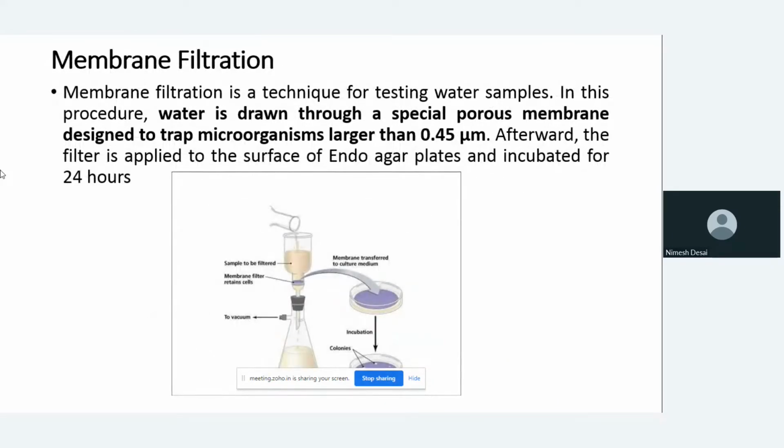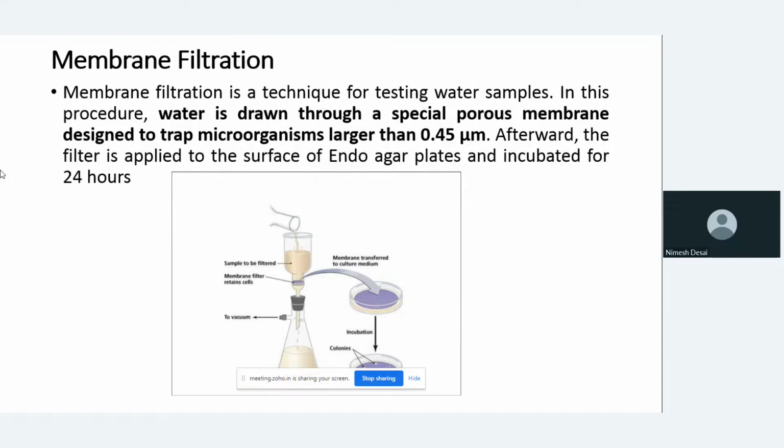Another technique is the membrane filtration technique. Membrane filtration is a technique for testing water samples or samples which are easily filtered through 0.45 micron filters. In this procedure, water is drawn through a special porous membrane designed to trap microorganisms larger than 0.45 microns. Afterwards, the filter is applied to the surface of an endo agar plate or any other plate like R2A or SCDA, whichever is required depending on the product requirements. After that, we incubate the plate at the desired temperature for the desired time duration.